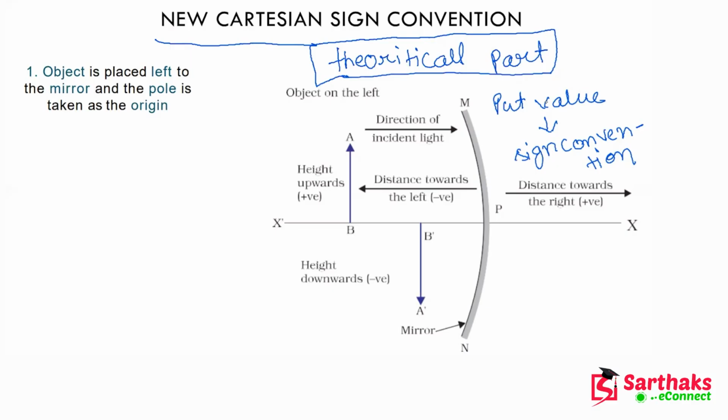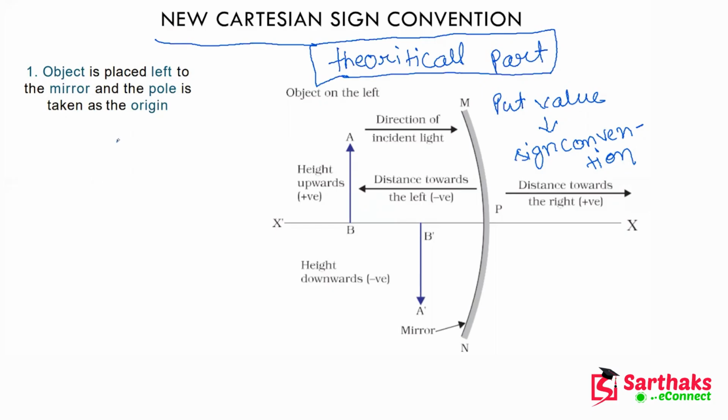If you put a wrong value, if you don't apply the sign convention, then your answer will be wrong. So you have to be very careful. You will have to pay all your attention to this sign convention part. So if an object is placed left of the mirror and the pole is taken as the origin, for an example, let me tell you a very simple thing.